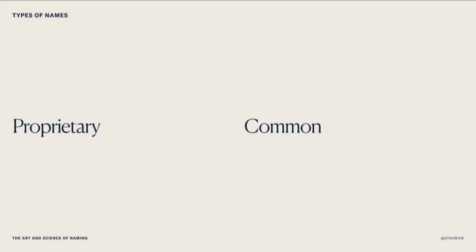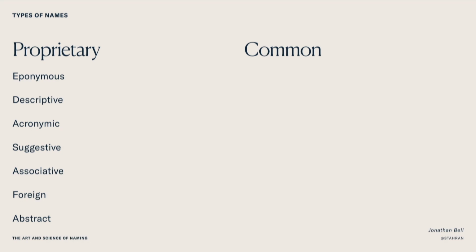All right, so we've gone over the two different types of names, but when it comes to proprietary names, you could kind of throw any idea out there. So the question is, where do you even start? Thankfully, a man named Jonathan Bell, who is one of the brains behind names like Verizon and Singular, identified a number of different categories of proprietary names in a recent TED Talk.